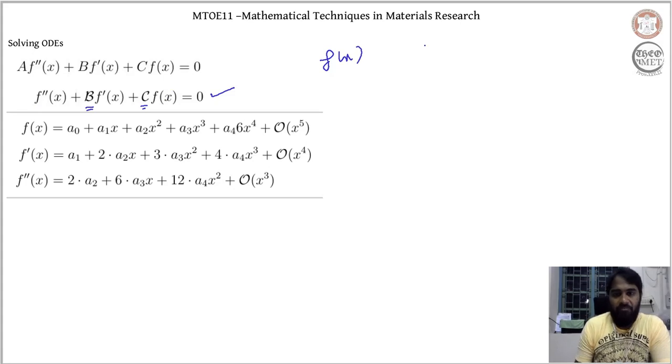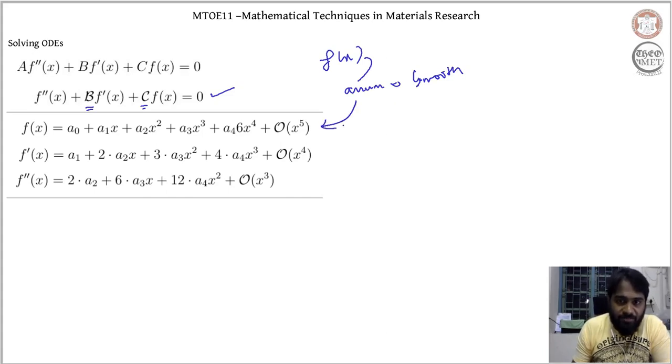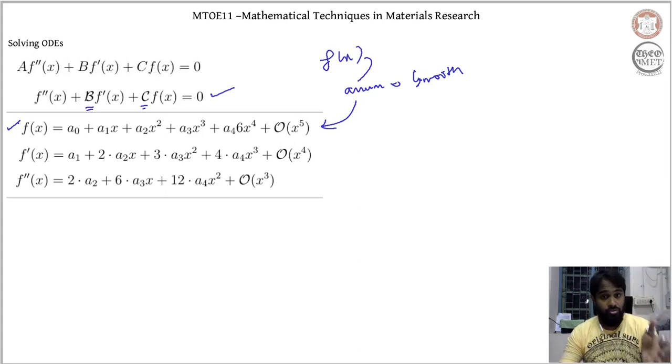Now I'm going to take the approach that I've developed, that is I begin by assuming that my solution is smooth. When I make that assumption, it allows me to express my solution as a power series. So I end up with this expression here. I have an equation associated with my problem, I assume that the solution of the problem is smooth, and therefore that allows me to express my solution as a power series.